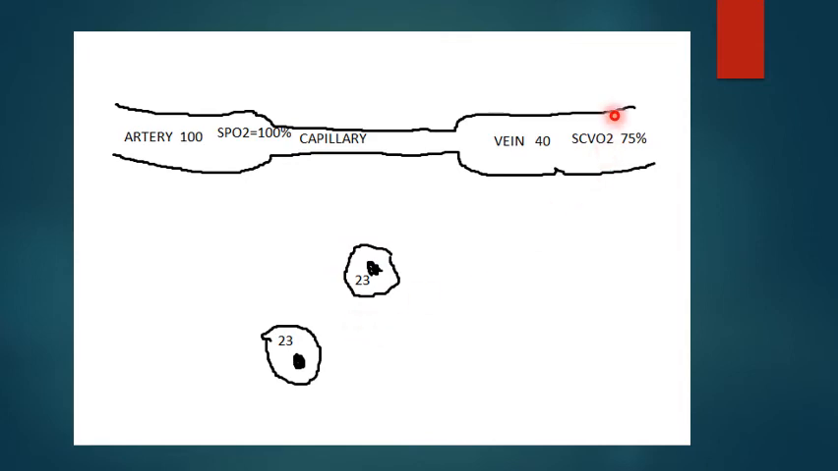So in fact, ScvO2 is considered a good marker, just like your metabolic acidosis, your base excess, bicarbonate, or lactate levels. ScvO2 is also a very good marker to estimate tissue hypoxia. I use tissue hypoxia because ultimately it is the tissue hypoxia that matters. Are you having hypotension, or desaturation, or low cardiac output?